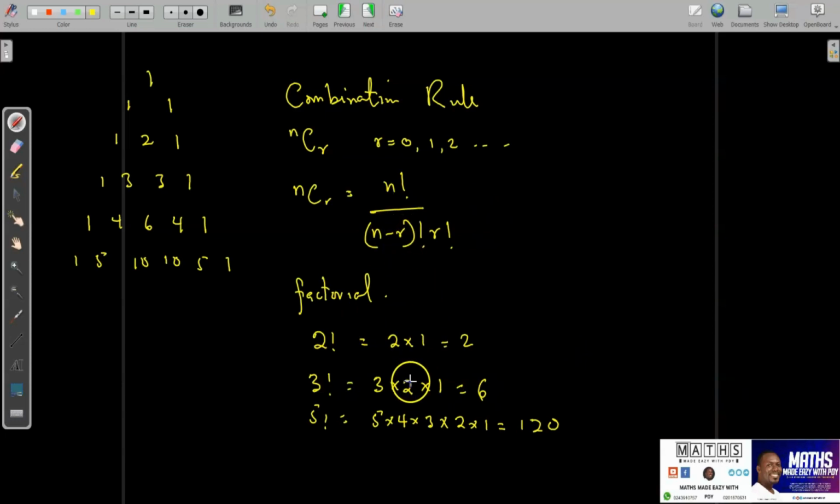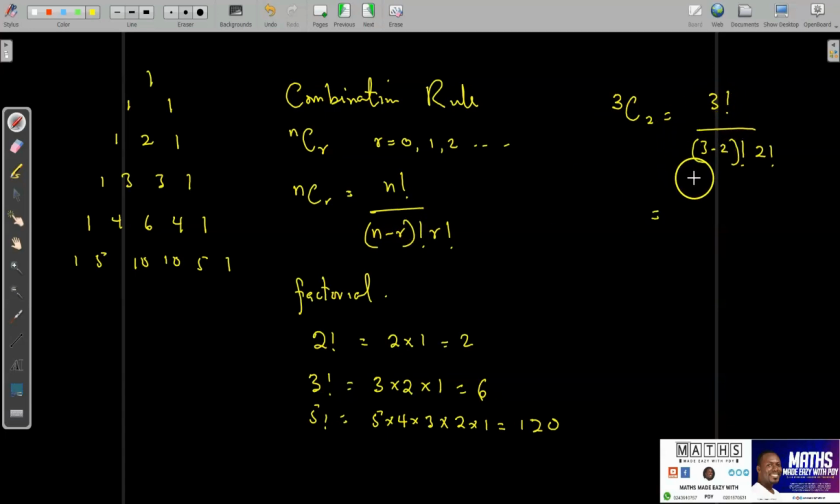In as much as your calculator gives you the answer, you should be able to get the same value manually. For instance, if I had 3 combination 2, the 3 represents the n and the 2 represents the r. That gives us 3 factorial divided by (3 minus 2) factorial multiplying 2 factorial. Are you with me? Yes, sir.